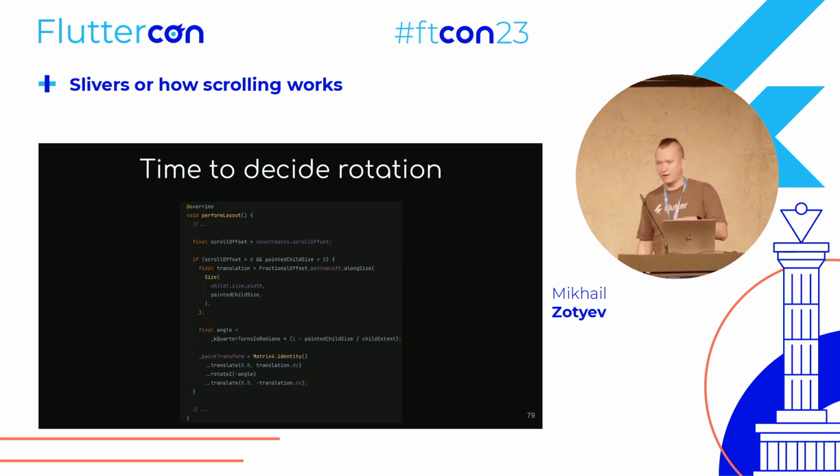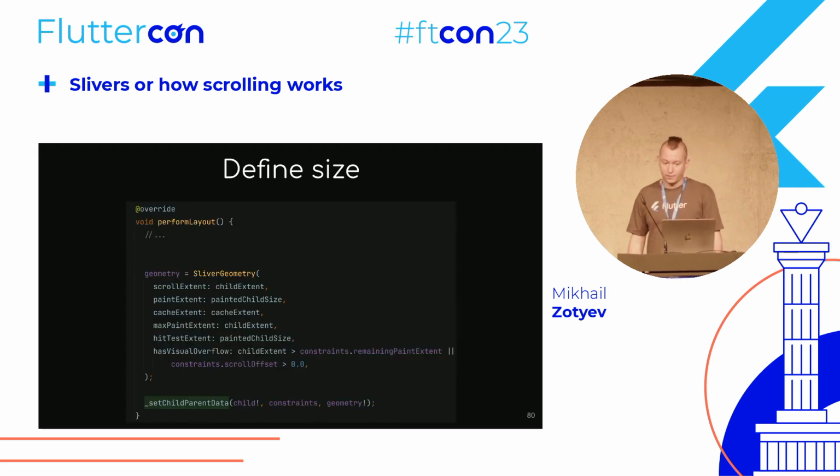But we cannot apply this directly, because rotation is applied to the center, but we want to rotate around the bottom left corner. So we need a translation, which will help us. First of all, we start from the base matrix and then make a translation, rotation, and move back. Okay, and in the next step, we can decide about our size and provide this geometry. We already know the maximum size. We know that we need to scroll exactly this size to scroll out. We know the part which is painted and everything that we need.